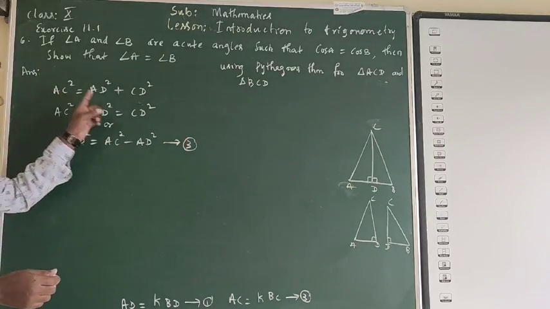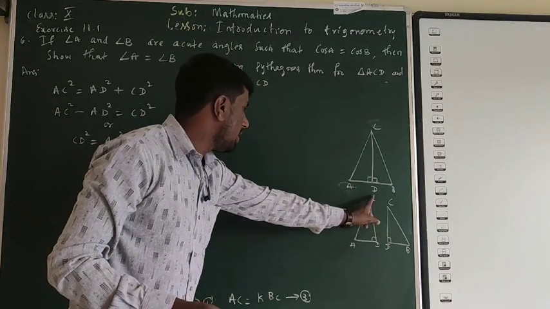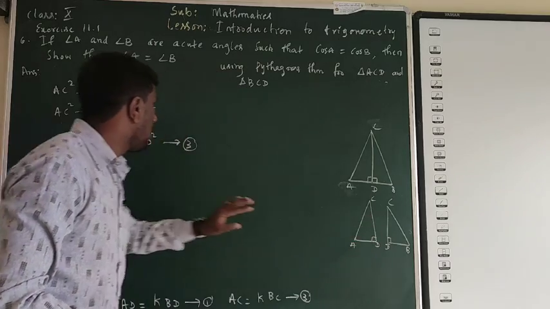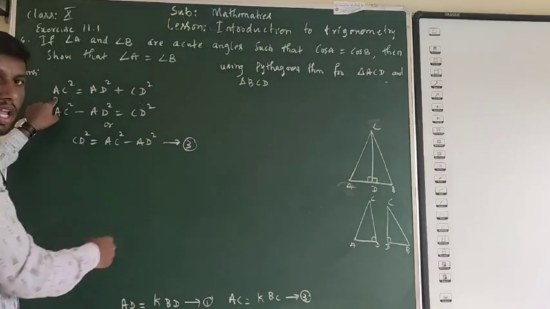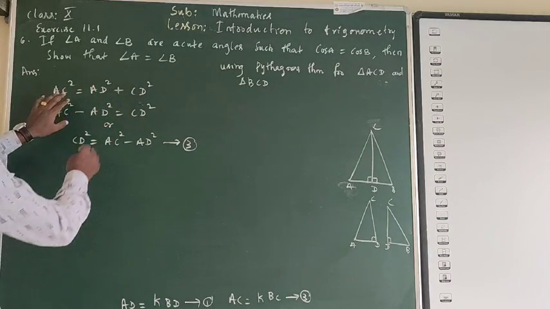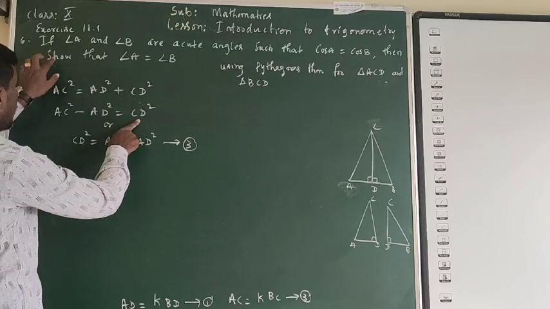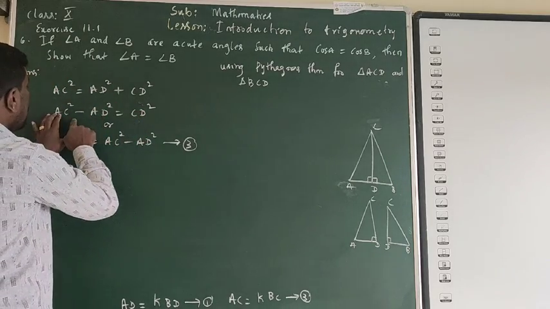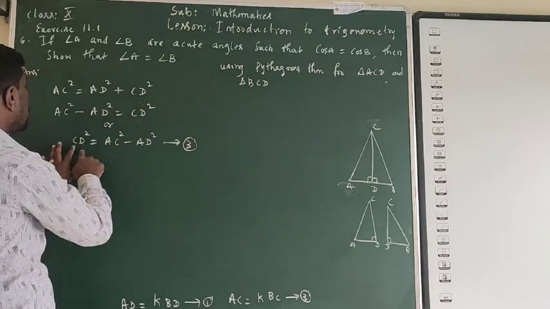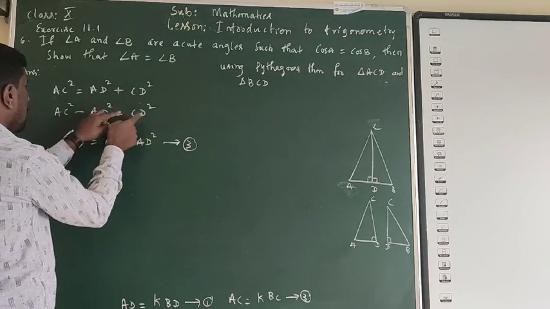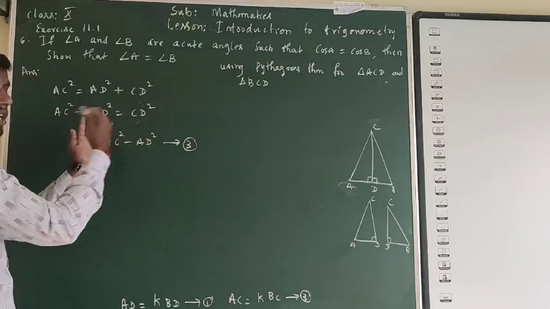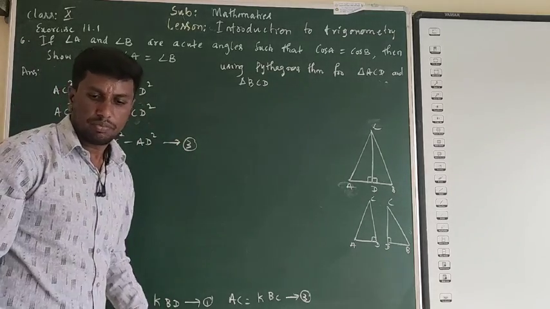What I have done is used the Pythagoras theorem for the triangle ACD. AC square is equal to AD square plus CD square, because AC is the hypotenuse side. Then I keep CD here only and transpose AD to the LHS, and it becomes minus AD square. So AC square minus AD square is equal to CD square, or CD square is equal to AC square minus AD square. I am not transposing, I am just reversing LHS and RHS.